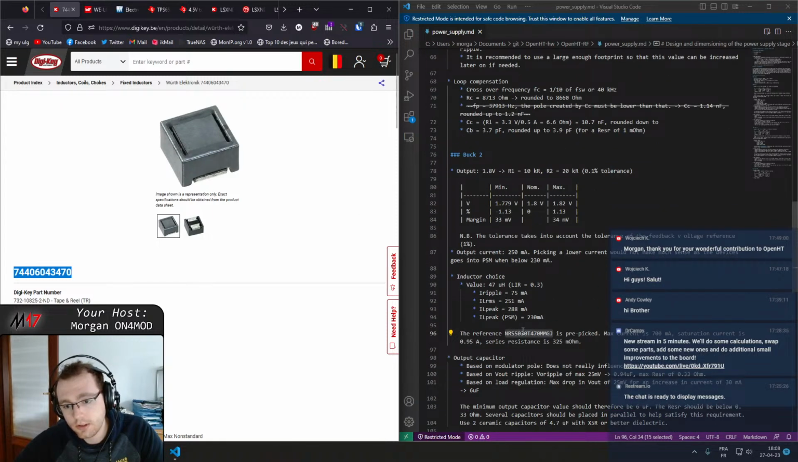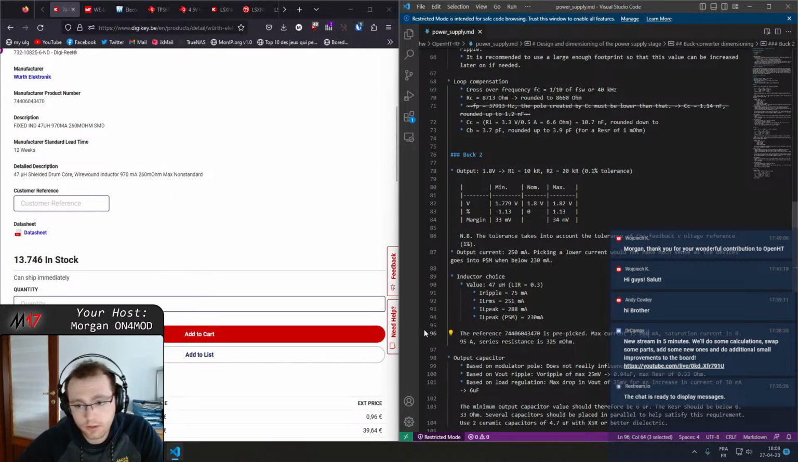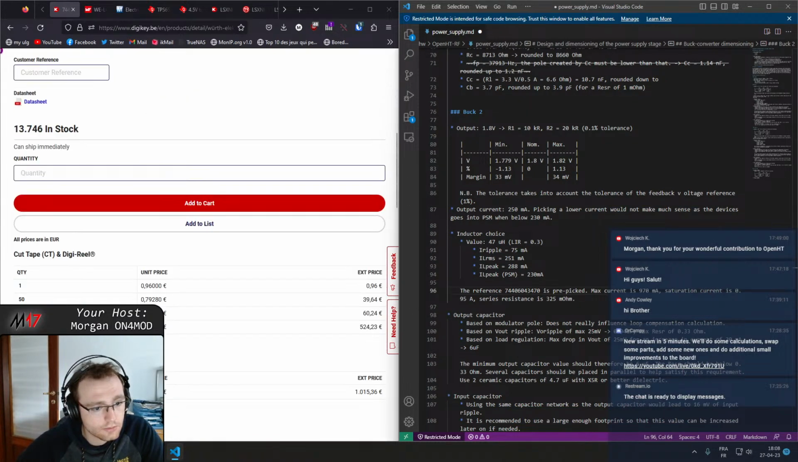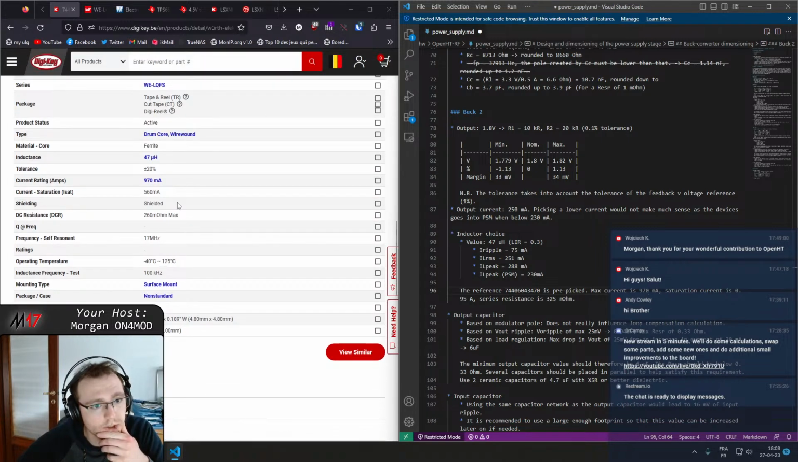So 1.8 volts. This is this one. Max current is 970 milliamps. And the saturation current is given right here. It is 560 milliamps. Series resistance is 260 milliohms.